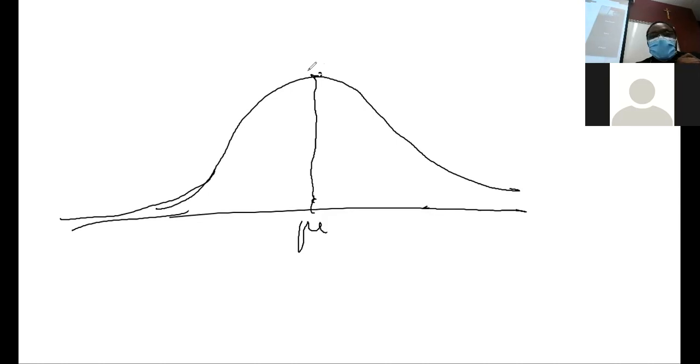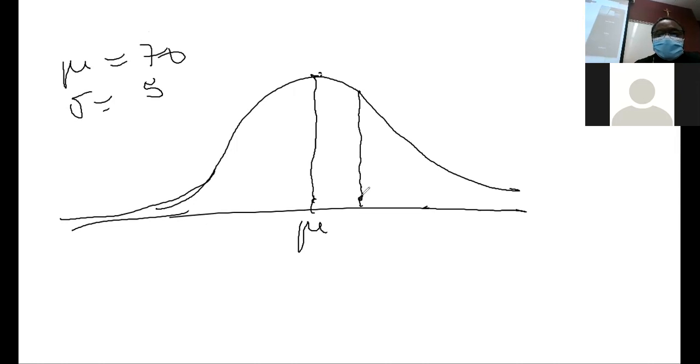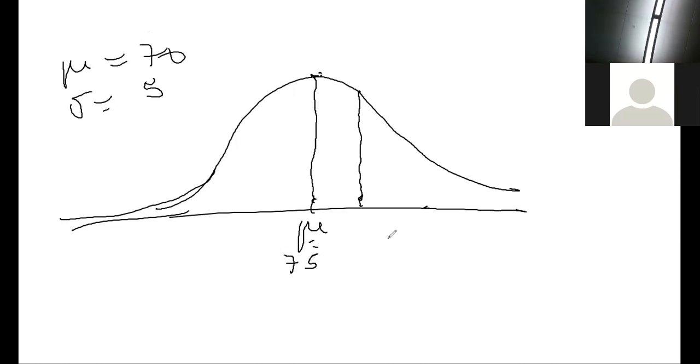Now, I would prefer to do this empirical rule with an example. You can always go back to the PowerPoint to see that division. So suppose we have a random variable with a mean of 70 and a standard deviation of 5. Remember when we were doing Chebyshev's inequality? Here is one standard deviation. The mean here is 75. The mean is 75. So here, what do I have?